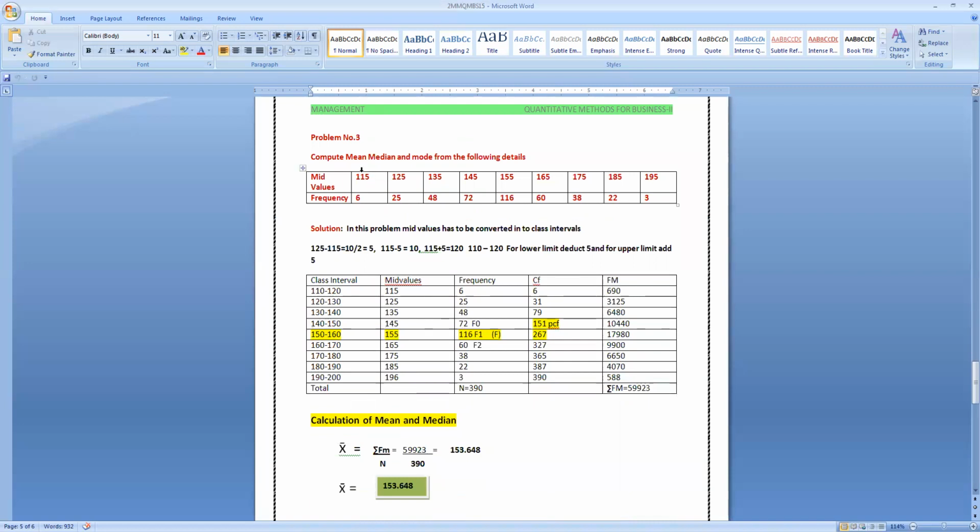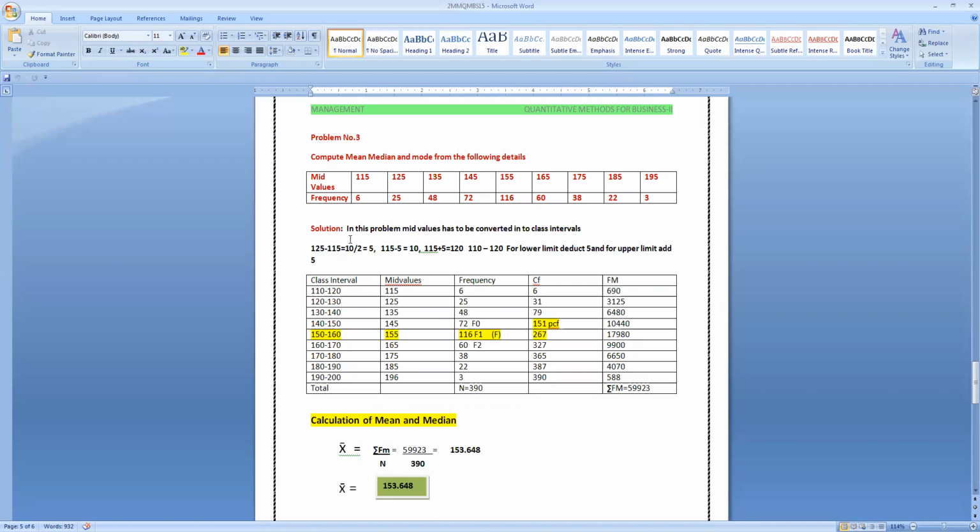Here also we need to calculate the value of mean, median and mode from all three averages, but the question does not give the class intervals. Here it is the central values or the mid values, that is 115, 125, 135, 145, 155, 165, 175, 185 and 195. The frequency values are 6, 25, 48, 72, 116, 60, 38, 22 and 3. Now for the calculation of mean, it doesn't require the class intervals, but for the median we require them. So we have to calculate the class intervals.